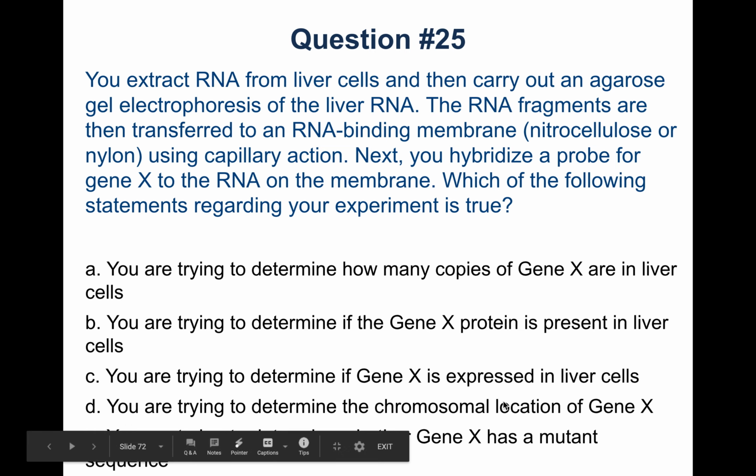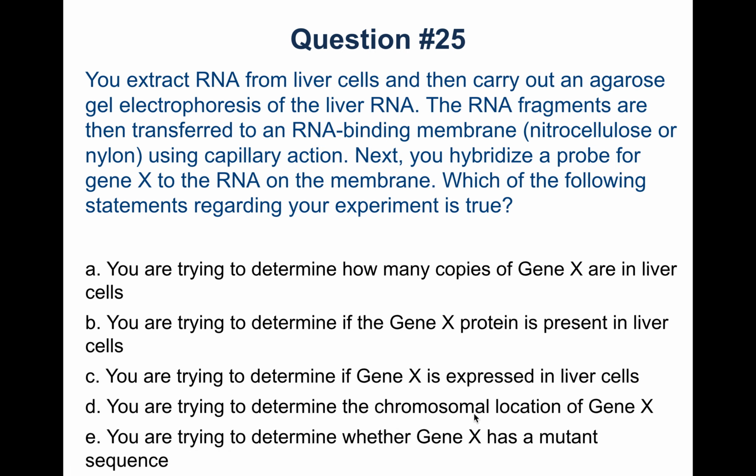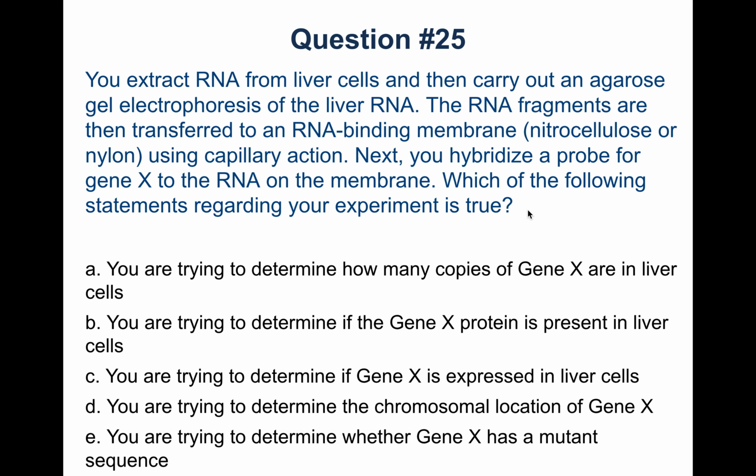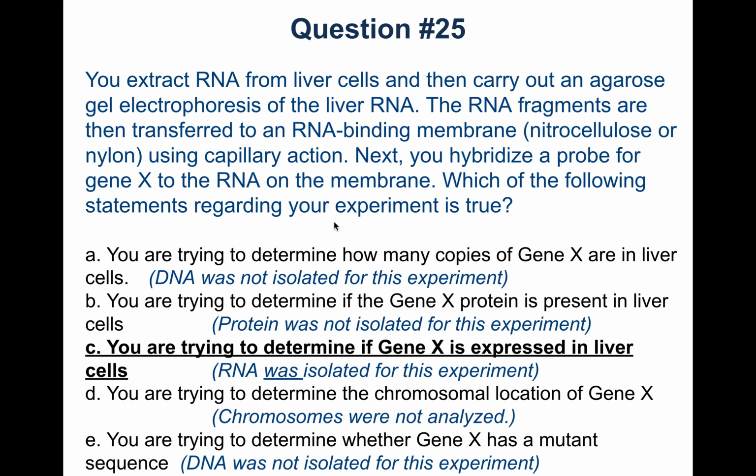You are trying to determine the chromosomal location of gene X. Again, you're not looking at DNA, so RNA wouldn't really work for that. And then, you are trying to determine whether gene X has a mutant sequence. Again, that is not really going to help with just hybridizing a probe to it. You would really have to sequence the DNA to see if there's a mutation somewhere. So here, everything I just talked about, basically.